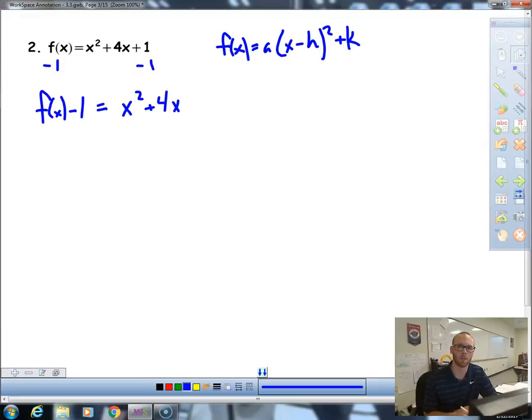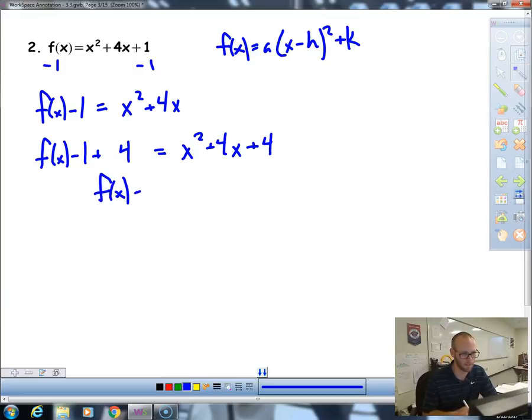Now I'm going to complete my square. Remember the rule, the trick, take the b, divide it by 2 and square it, add it on. We're going to take f of x minus 1. I'm going to leave a little blank right here after I figure out what I'm going to add on. What do I need to add here? Half of 4 is 2. 2 squared is 4. I'm going to add 4 over here. That gives me on this side f of x plus 3 equals, there's my perfect square trinomial. We know that's x plus 2 squared.